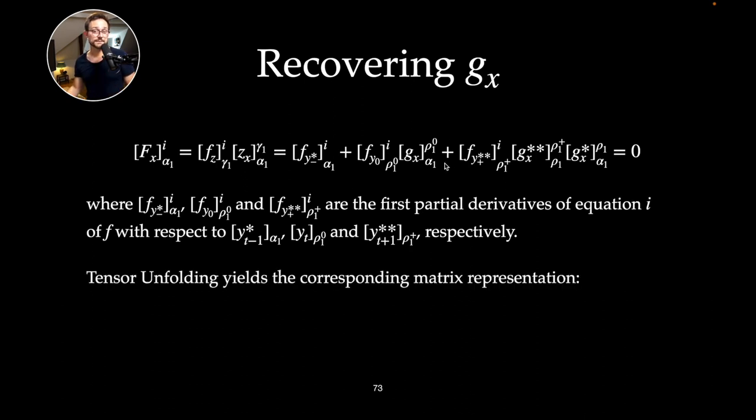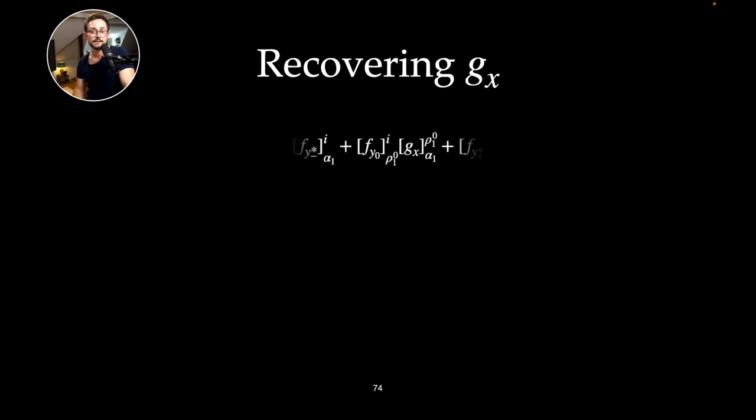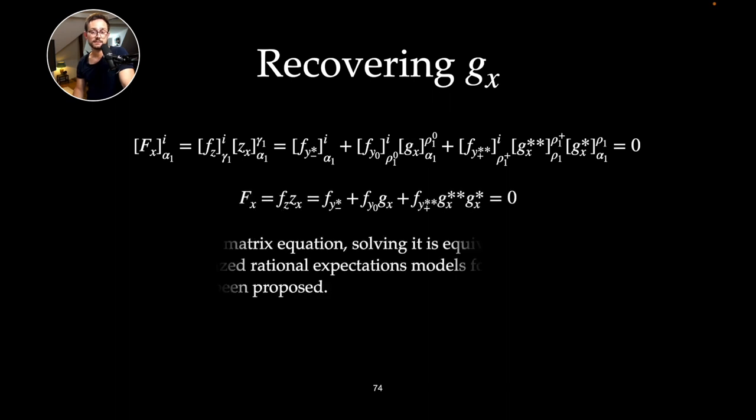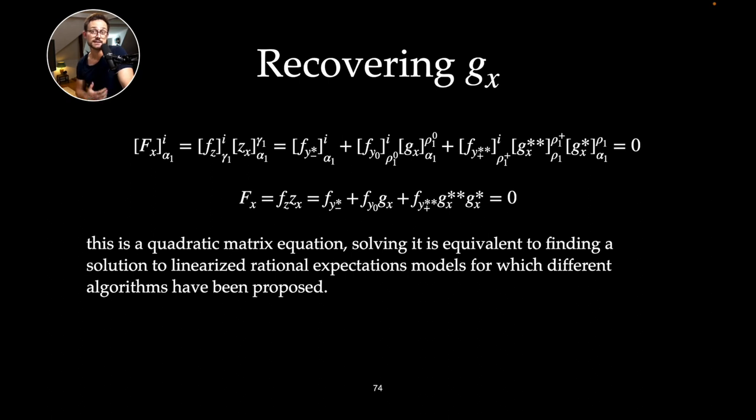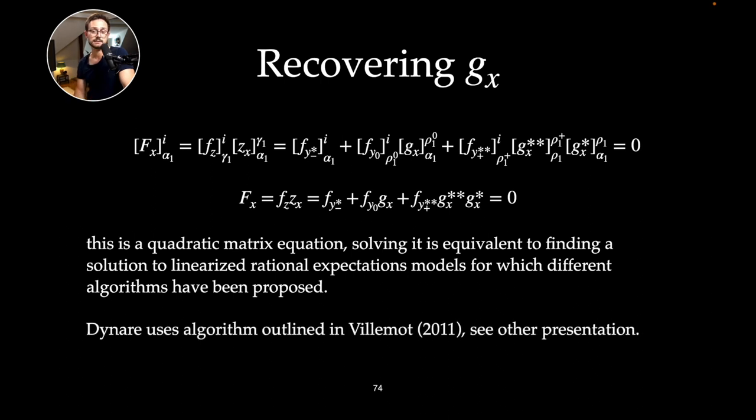So I can also unfold this, which is very easy. I simply take the Jacobian matrix here. This is also a Jacobian matrix times gx, basic matrix multiplication rules. And here as well, basic matrix multiplication rules to unfold this in the ordering that I want to have. Now, these two equations, tensor or matrix representation, are a quadratic matrix equation, and solving it is what we've already seen when we talked about first order approximation. This is equivalent to finding a solution to the linearized rational expectations model. There are different algorithms that have been proposed to solve for gx, and Dynare uses a very efficient algorithm based on the QZ decomposition, but we first get rid of static variables to reduce the underlying computational problem.